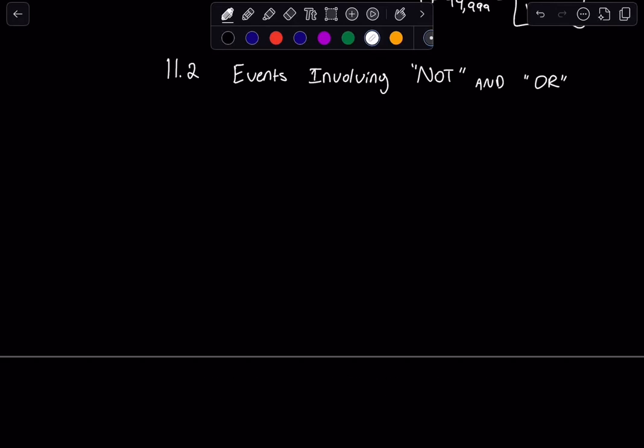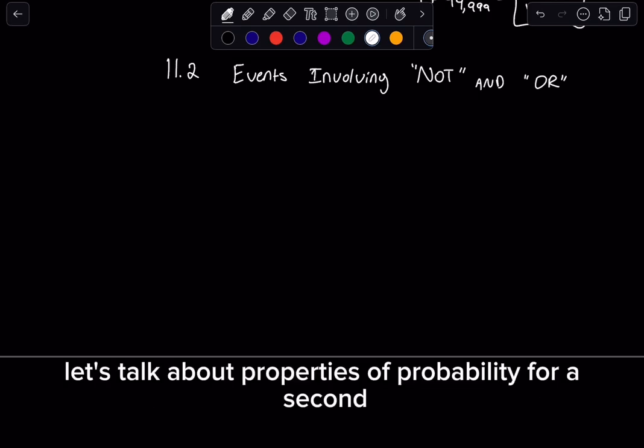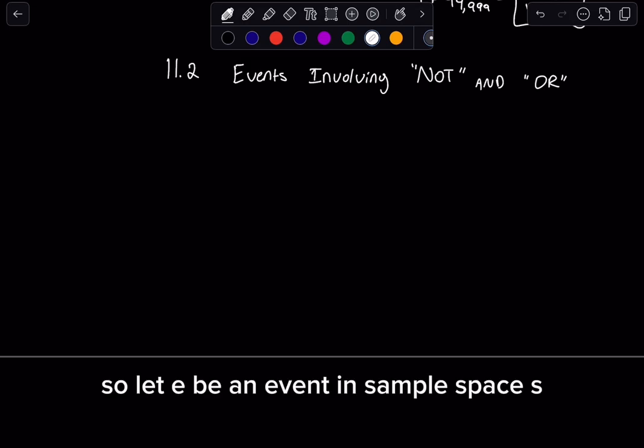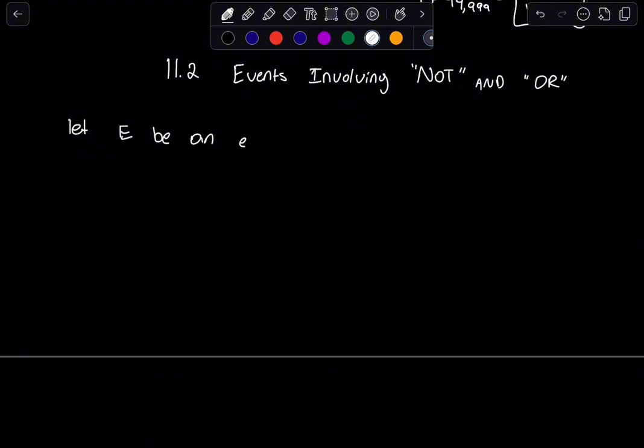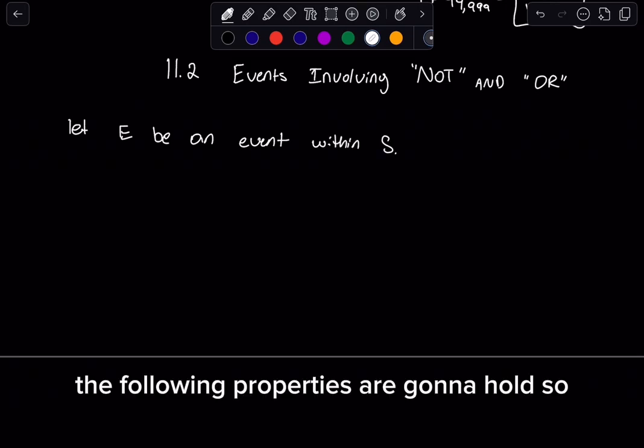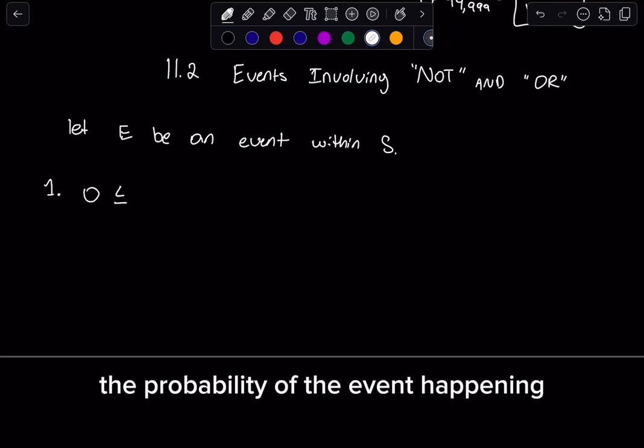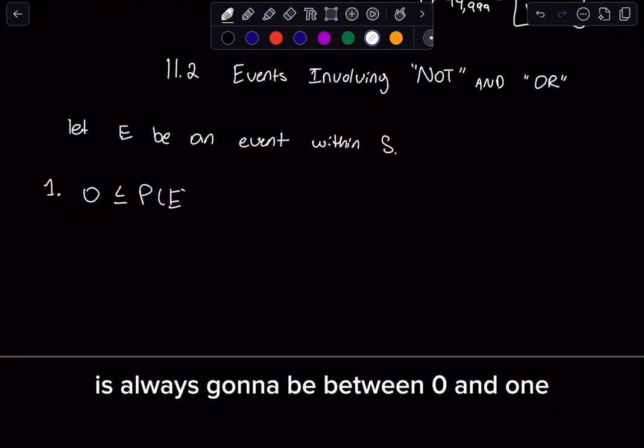11.2, events involving not and or. Before we get into using not and or, let's talk about properties of probability for a second. So let E be an event in sample space S, within the sample space S. The following properties are going to hold. So the probability of the event happening is always going to be between 0 and 1.